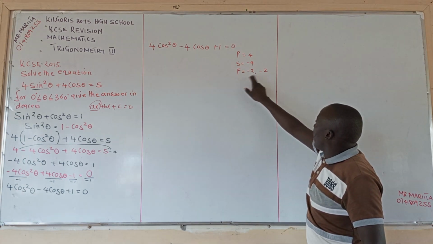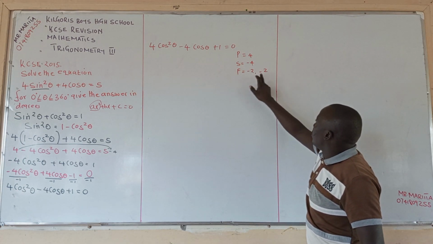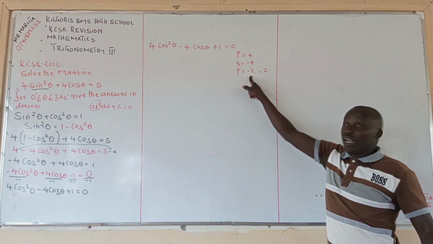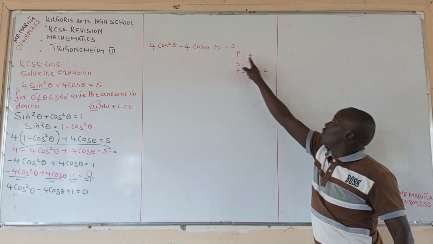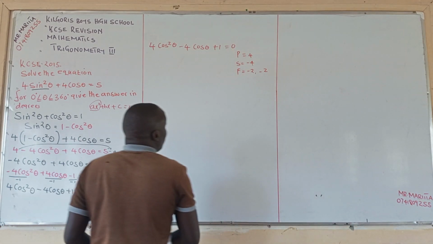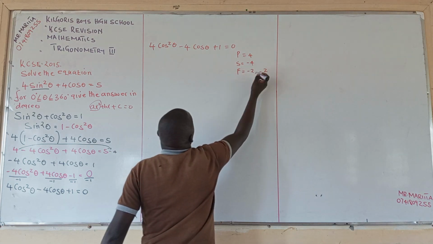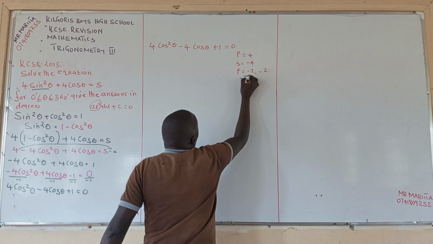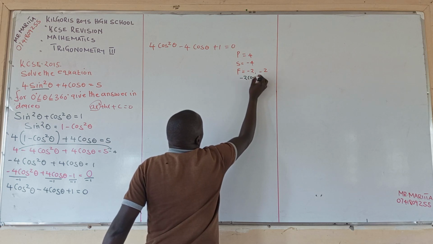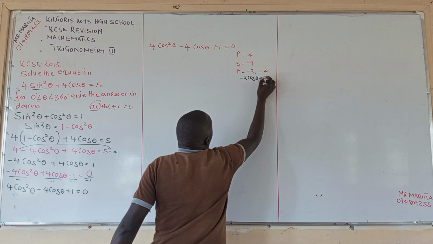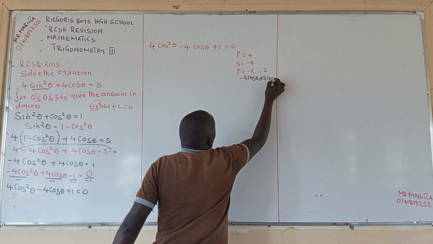Negative 2 times negative 2 is equal to positive 4. Negative 2 plus negative 2, the answer is equal to negative 4. So in this case, we can have this as a 2 cos theta, and this is negative 2 cos theta. Then we subtract, this is 2 cos theta.